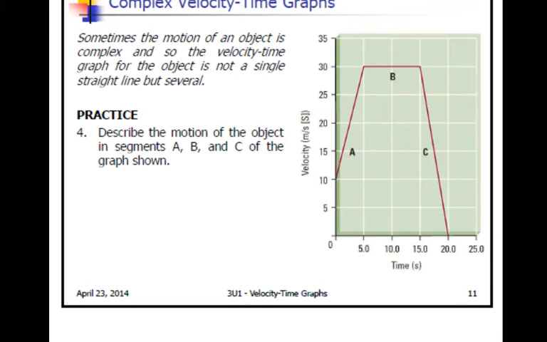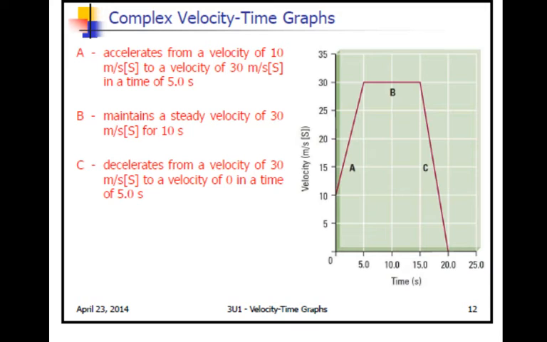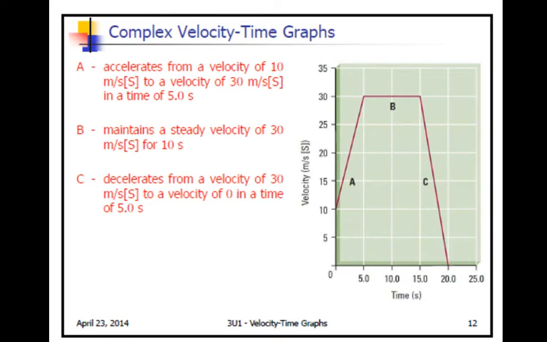And let's look at some more complex velocity time graphs. So here we have 3 different types of motion, A, B, C. This is very similar to the other graph we saw, but now it's velocity versus time, not position versus time.